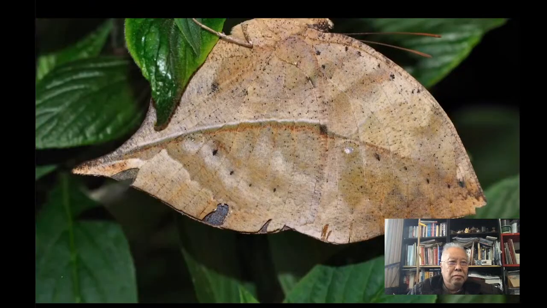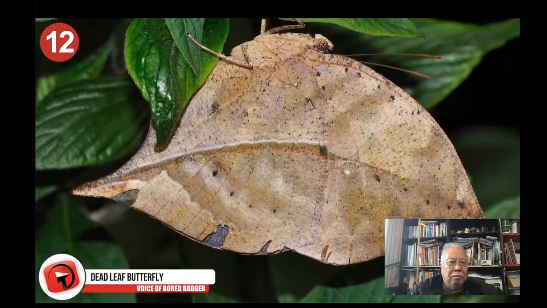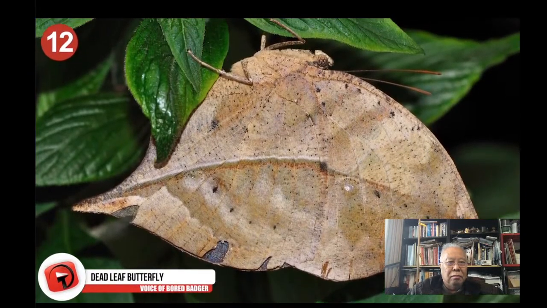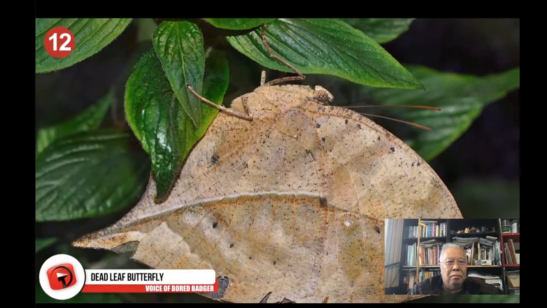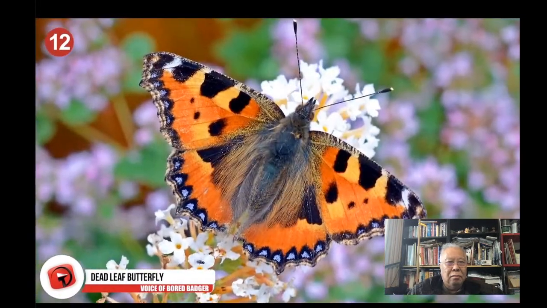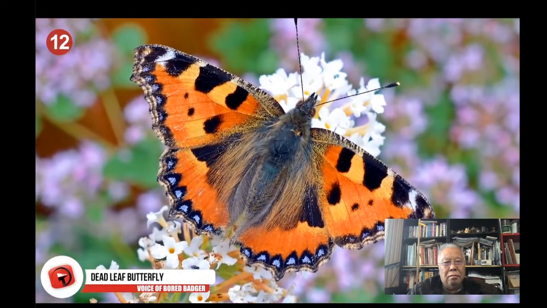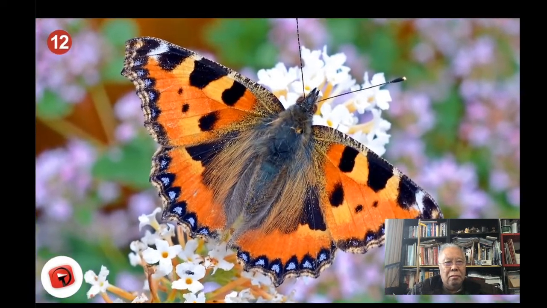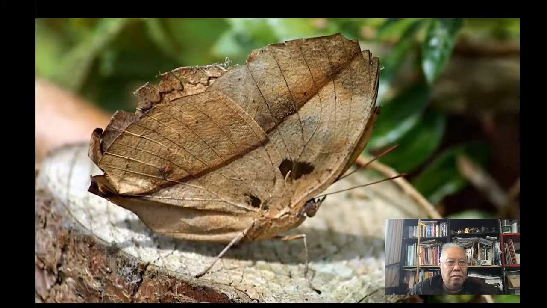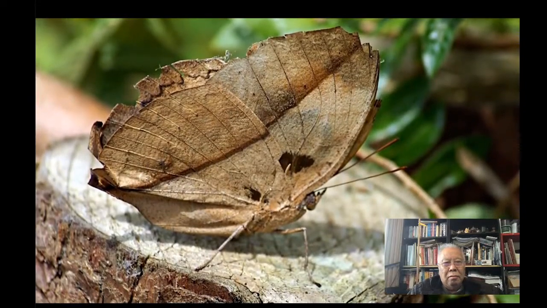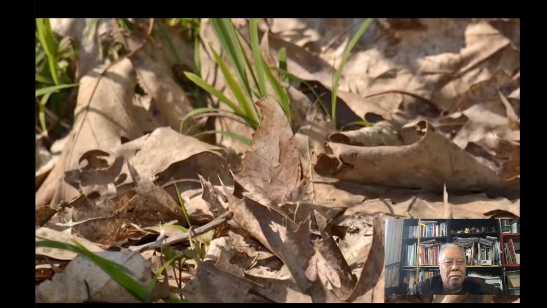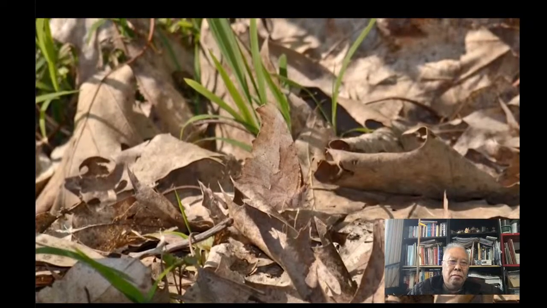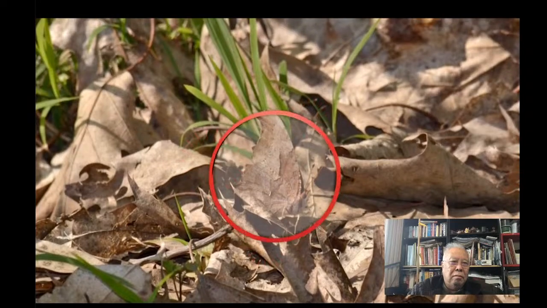Number 12, dead leaf butterfly. The Indian leaf butterfly, also known as the dead leaf butterfly, has an adaptive camouflage ability that mimics dead leaves. The tops of its wings are just like any other butterfly's, vibrant, colorful, and easily detected by predators. However, when it closes its wings, the colors fade into the dull, lifeless colors of a dried up leaf. This gives the butterfly the flexibility to travel to many terrains, since dead fallen leaves can be found scattered on the ground in almost any environment.